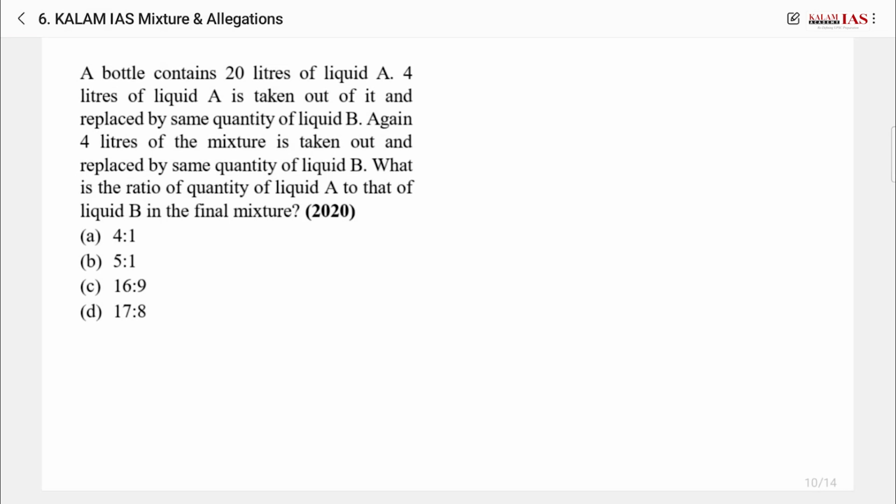Let's attempt this question. It is saying a bottle contains 20 liters of liquid A. So liquid A is there, a bottle A is there, and it contains 20 liters of liquid A. 4 liters of liquid A is taken out of it and replaced by the same quantity of liquid B. Now this is the situation.